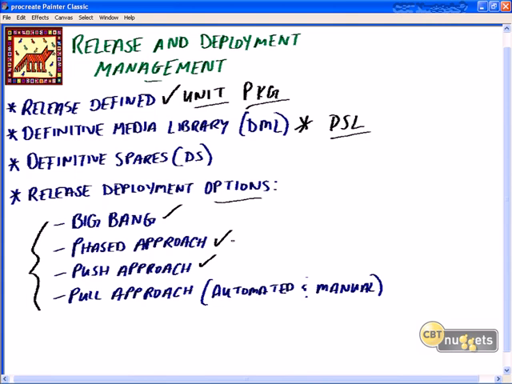There's the pull approach. This is typically used with software, and it can be either automated or manual, where you're going to be pulling software releases whenever the software is made available at the central location, but then the users can pull that software to their own branch office or remote office or their own department at a time of their choosing or when they actually need it.